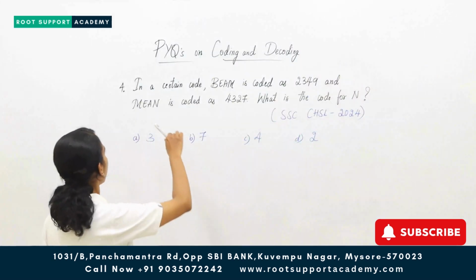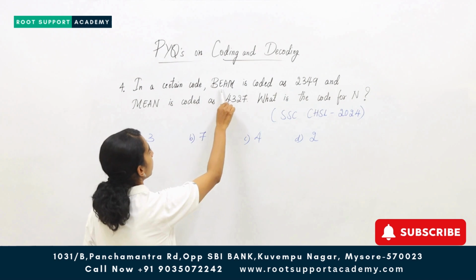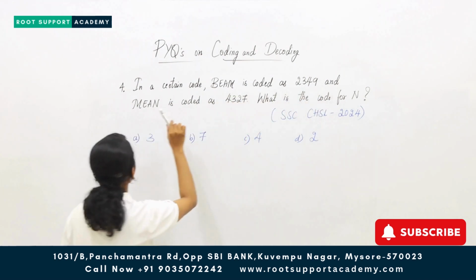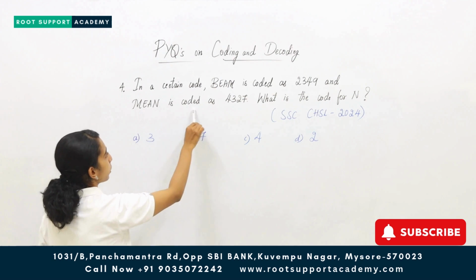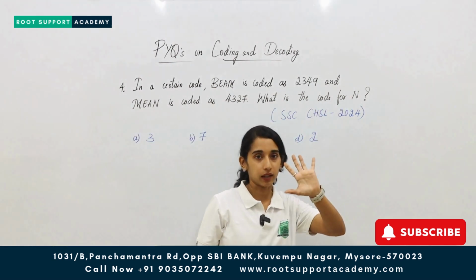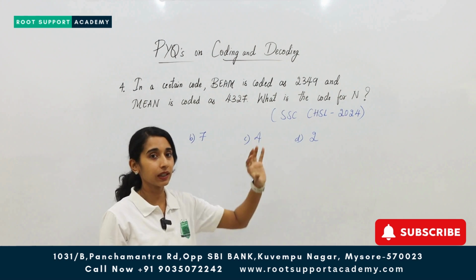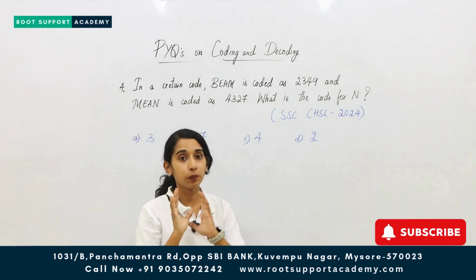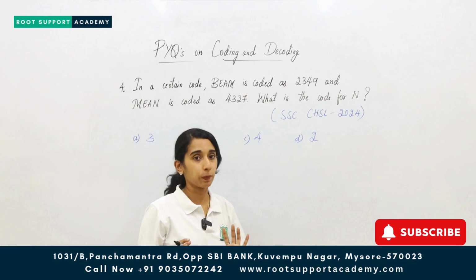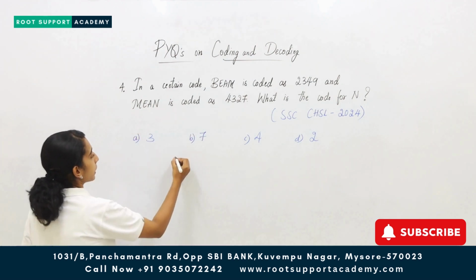Next question we have. In a certain code, BEAM is coded as 2349 and MEAN is coded as 4327. What is the code for N? So they have given something that is not related to alphabet position here. This question was asked in the CHSL 2024 paper. Let us just write that and see.